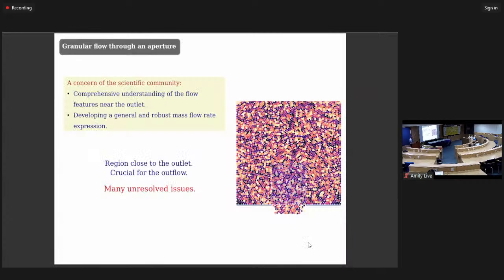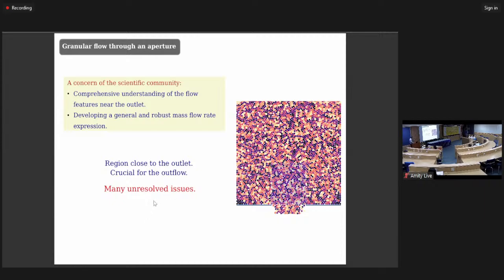Coming back to granular flow, there are basically two concerns of the scientific community. Let me highlight the bottom one first. We would like to develop a general and robust mass flow rate expression for industrial application and other applied viewpoints, one which can account for a variety of scenarios. Another concern is to understand the physics behind that.